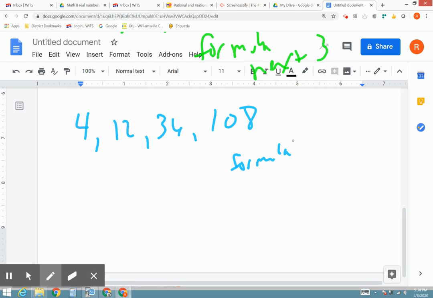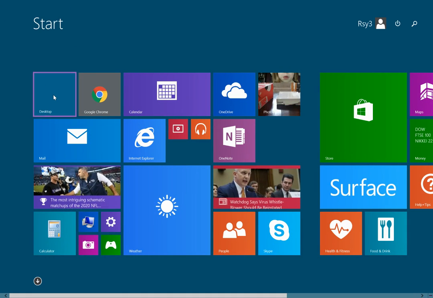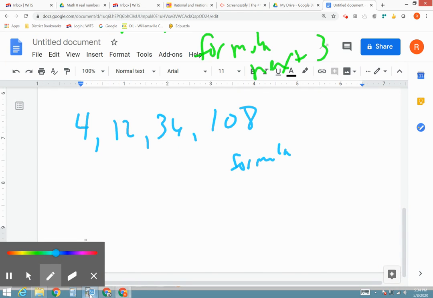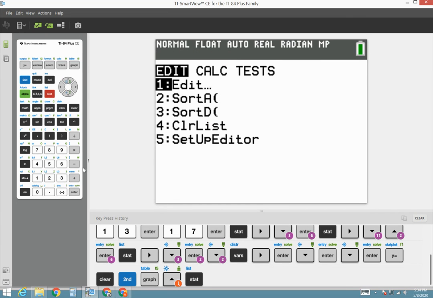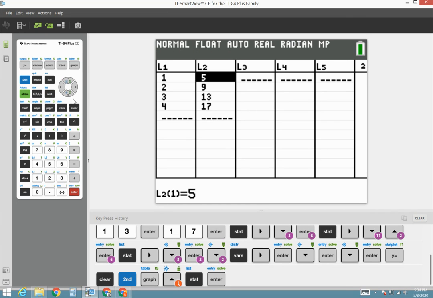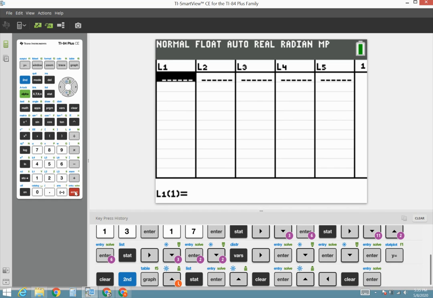Okay, if it's a short answer, I can write this formula in any form I want as long as it is mathematically correct. So I'm going to go back to my calculator and I'm going to go to my stat edit. I'm going to clear these guys out. Okay. Oh, I suppose I could have left that in.